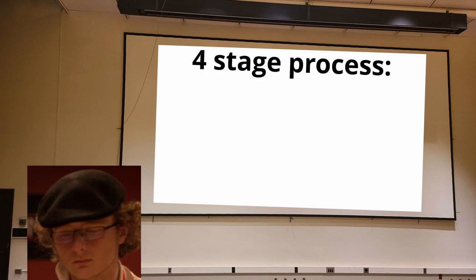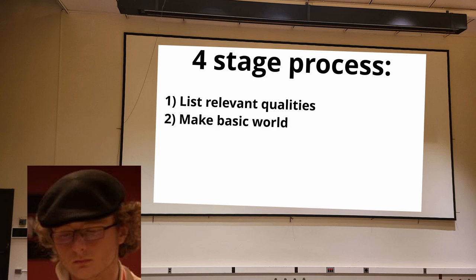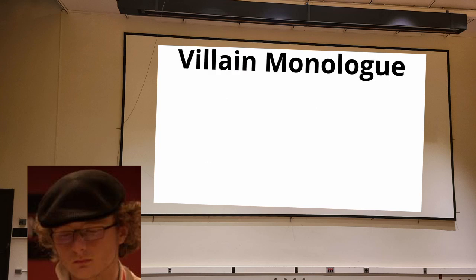We have a 4-stage process here. First, we make a list of all the qualities we want our rant to have. Then we come up with a bare-bones world concept for our character to inhabit, or we use one we've already made. Then we come up with a character to fill that world, and lastly, we figure out a situation where they would rant. Since it's our first class, we're going to be making a standard issue villain rant, and that means we need a world that accommodates a villain.